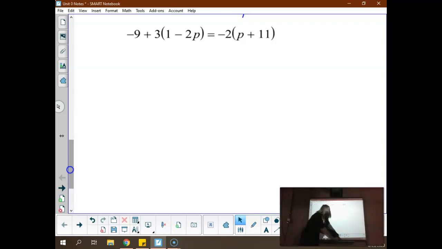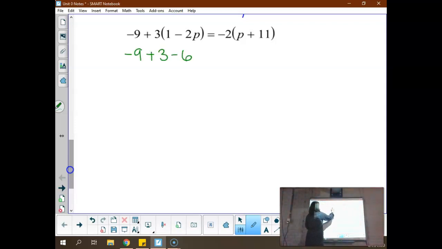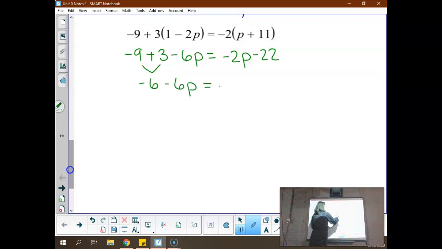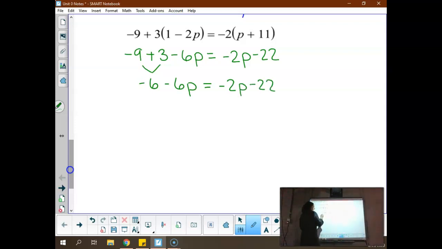All right, for this one, lots of distribution. So let's get started. -9 plus 3 minus 6p equals -2p minus 22. Combine my like terms. Really the only two I can combine are over here. And I get -6 minus 6p equals -2p minus 22. I'm going to do this. I'm going to move this 6 over.